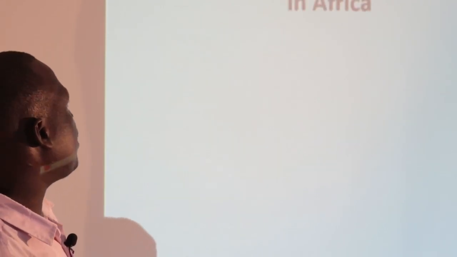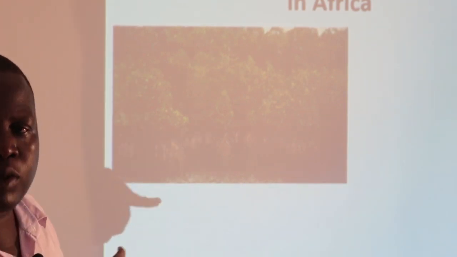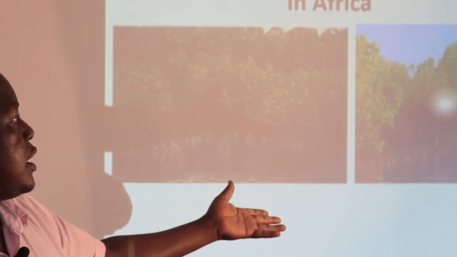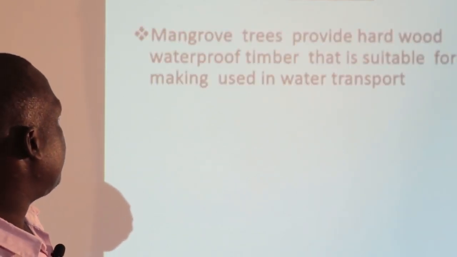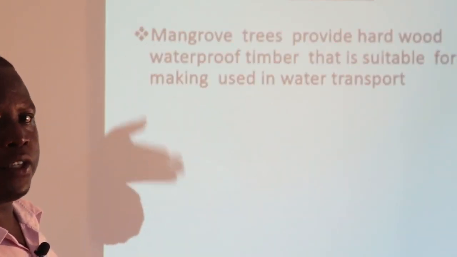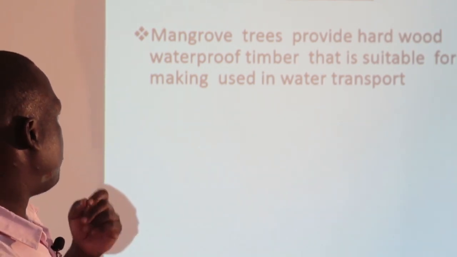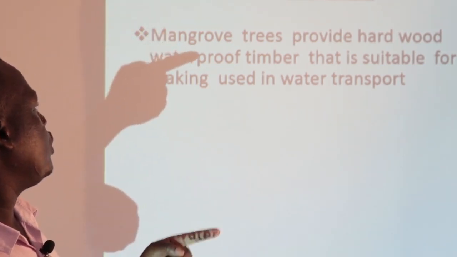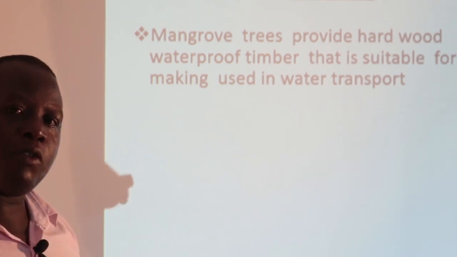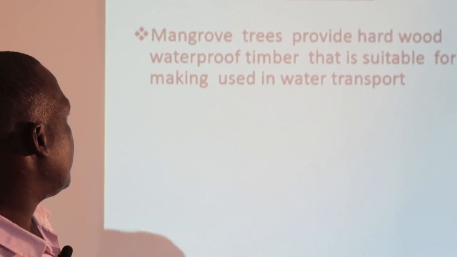We move to the mangrove forest areas, as you saw like that. Those are the mangrove areas, the mangrove swamps, as you see. We have the other side and this side. We also have the importance of the mangrove forests, mangrove trees providing hardwood waterproof timber. Do not forget that's a common question, that it is suitable for ship making, used in water transport. Why is that hardwood suitable for ship making? It is suitable for ship making simply because it is hard and waterproof.